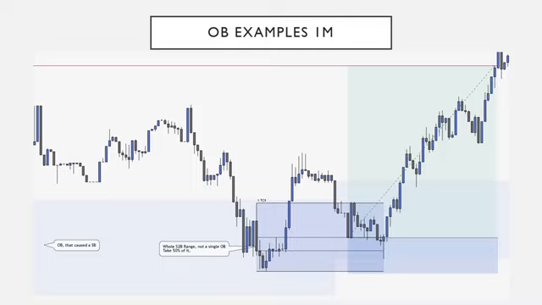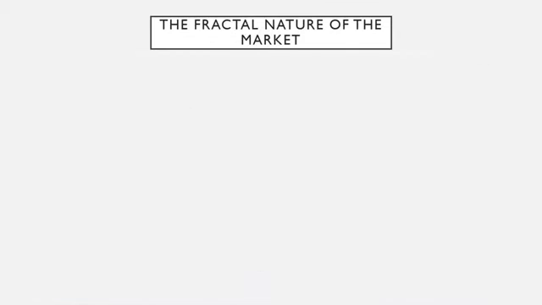Okay, so there are a couple of examples, right? And we're going to jump on the chart so I can actually show you how it works. Another concept I actually want you to understand is the fractal nature of the market. So what I just showed you is the fractal nature of the market. We drew 50-minute zones in the same way we drew the zones on the 1 minute as well.